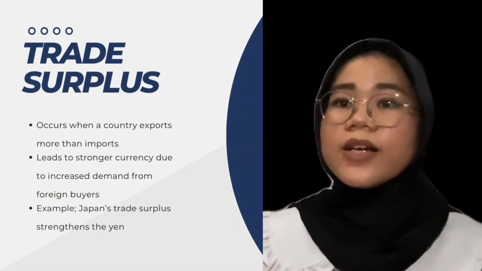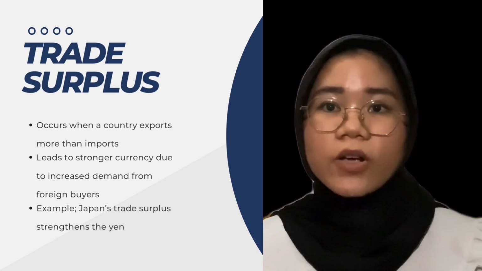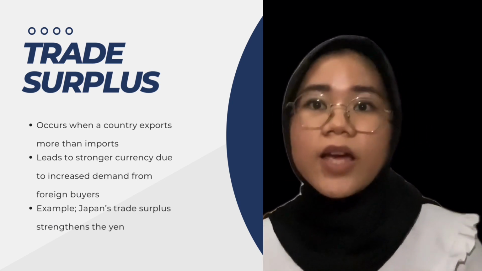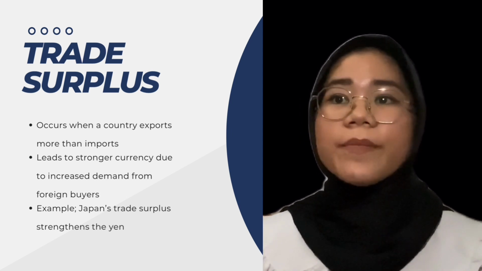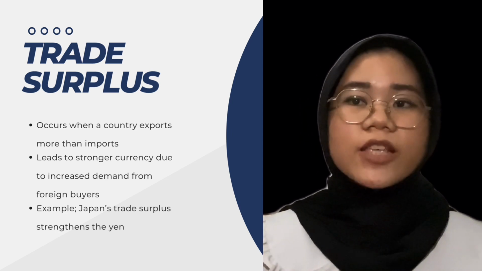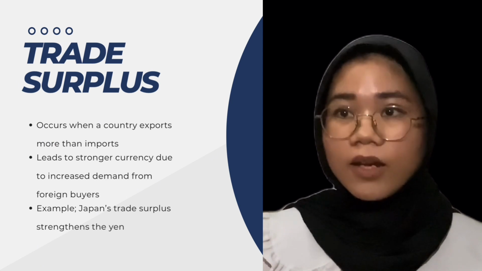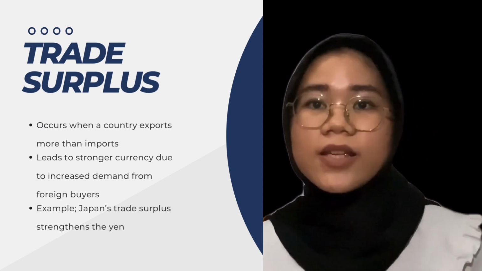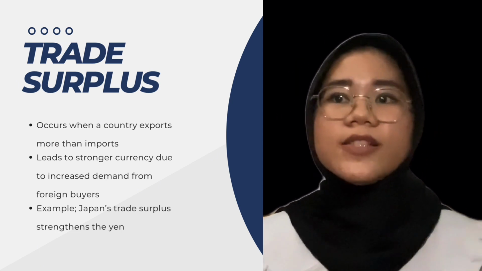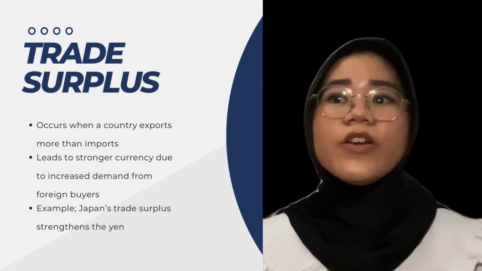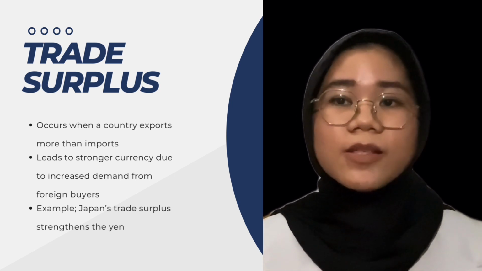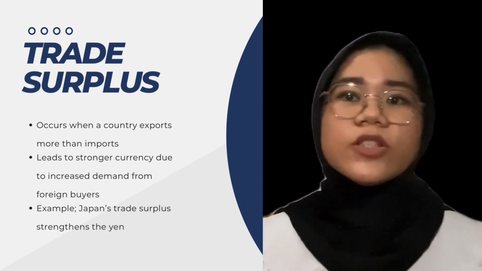A trade surplus occurs when a country exports more than it imports, and generally leads to a stronger currency. Foreign buyers must purchase the exporting country's currency to pay for its goods and services, increasing demand for that currency. For example, Japan often has a trade surplus, contributing to the strength of the Japanese yen.